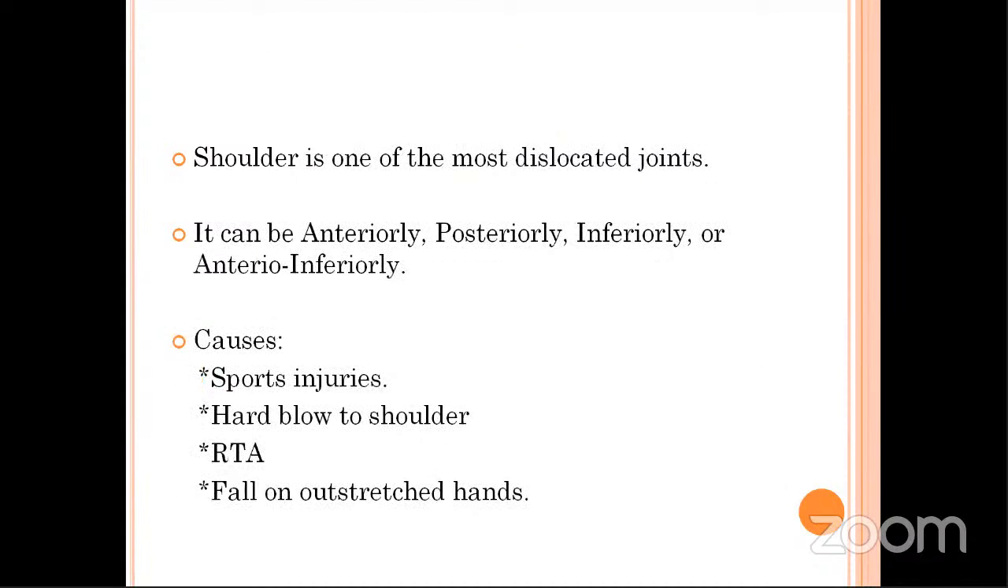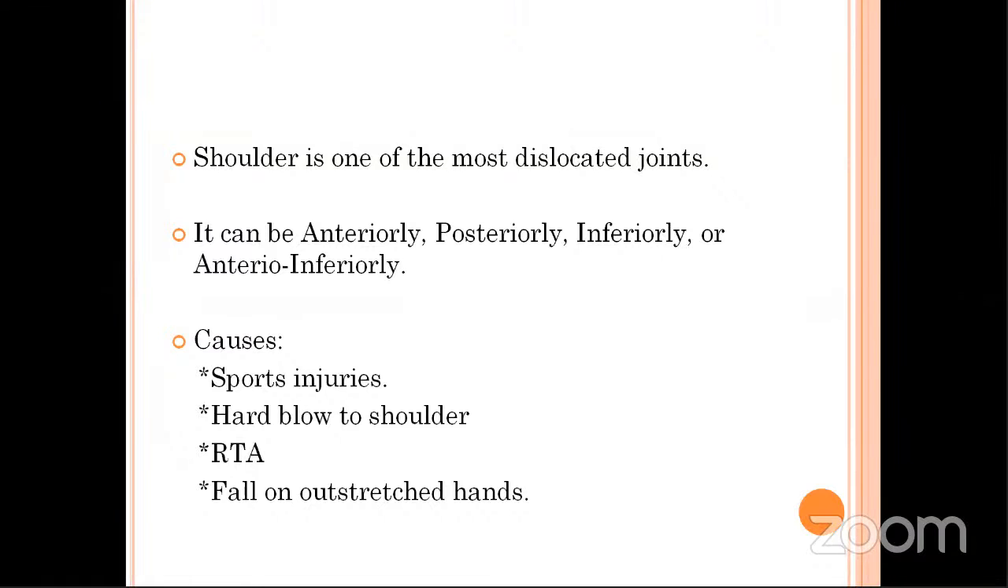It's one of the most commonly dislocated joints, and the dislocation can either be anterior, posterior, inferior, or anterior-inferior. Most common cause of shoulder dislocations are sports injuries, any hard blow to the shoulder or motor vehicle collisions, or any fall on outstretched hands.